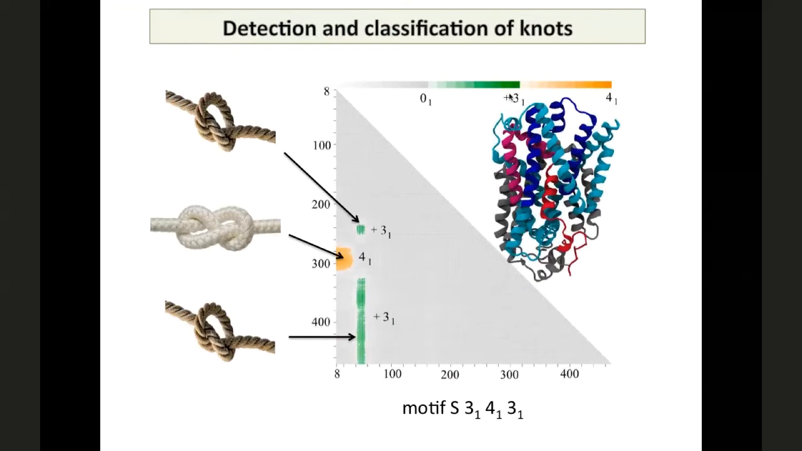And if we represent the protein by such a matrix, what we call the fingerprint of the protein, then we can recognize that, for example, this protein possesses internal knots. We can see there's a trefoil knot here. If we cut a little more from the C-terminal, then you can see there's a 4-1 knot. And then we can see there's another 3-1 knot here.